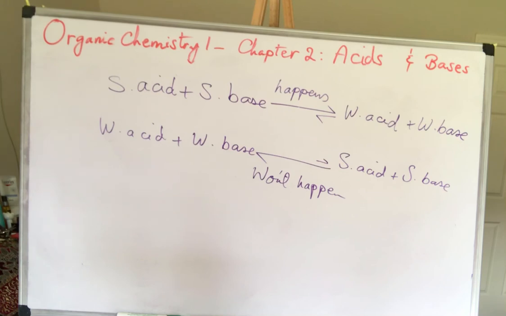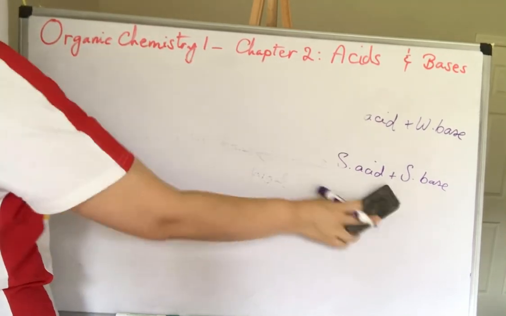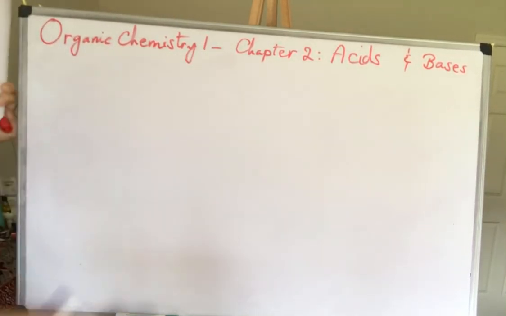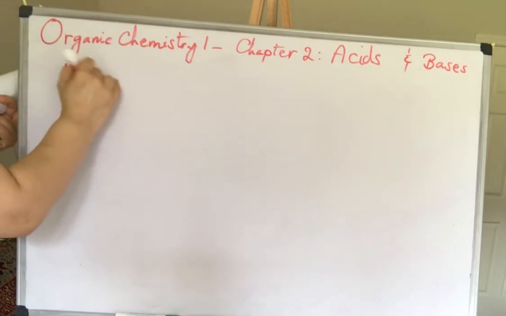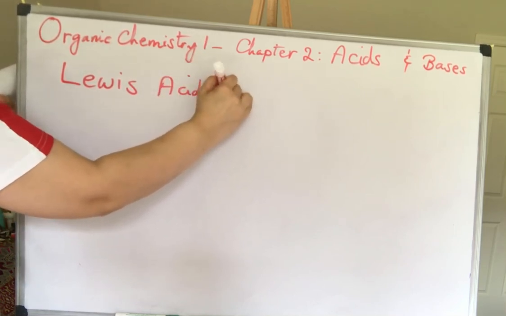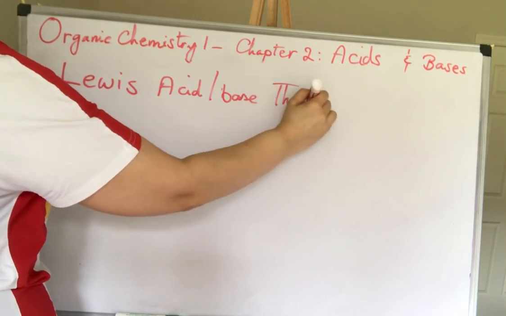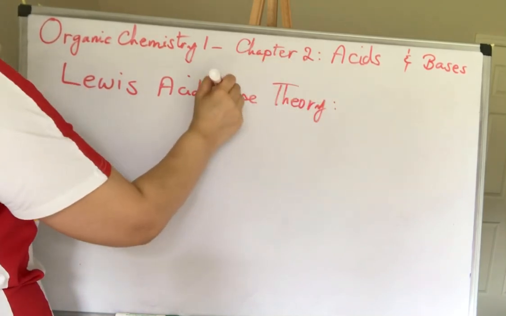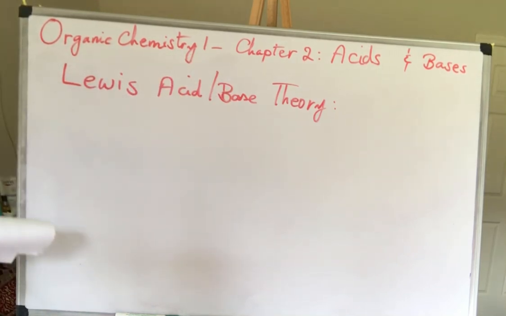The last part of this chapter is about the Lewis acid-base theory. You had an introduction to Lewis acid-base theory in general chemistry too, and you know that Lewis acid-base theory is the best acid-base theory that we can work with. It's the strongest because it's not about hydrogen ions, not about protons, not about hydroxide ions, but it's about electrons.